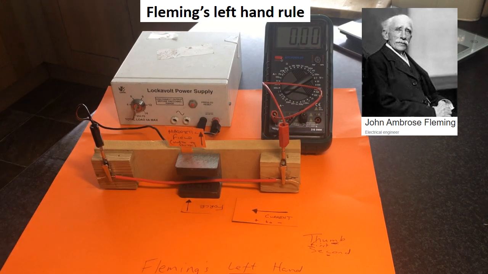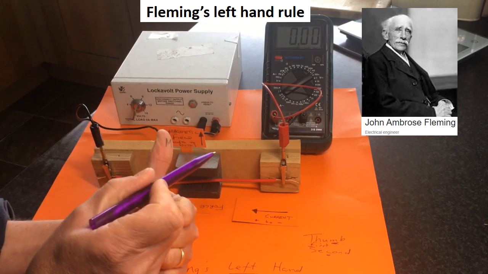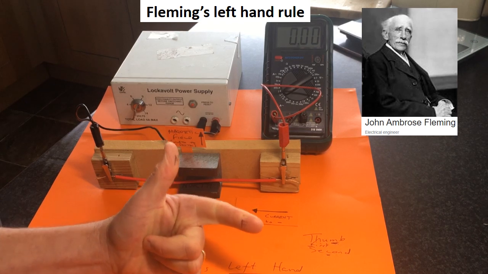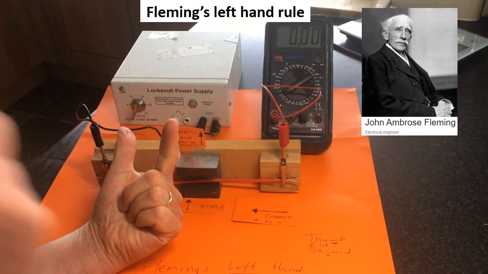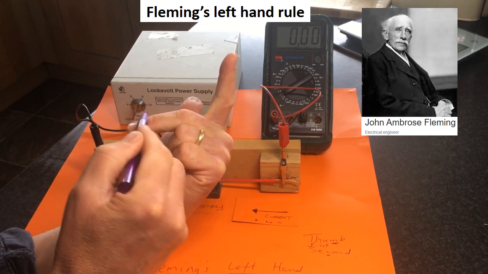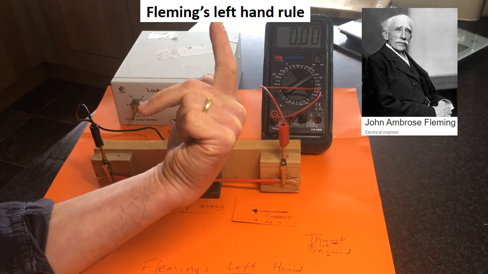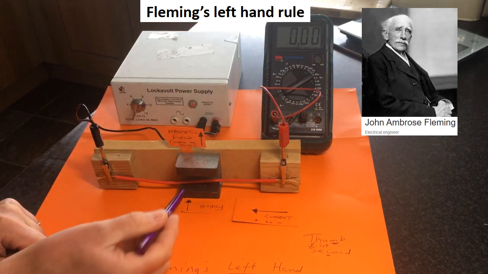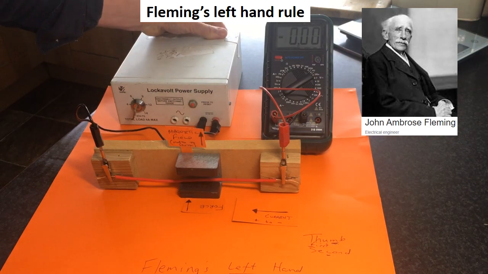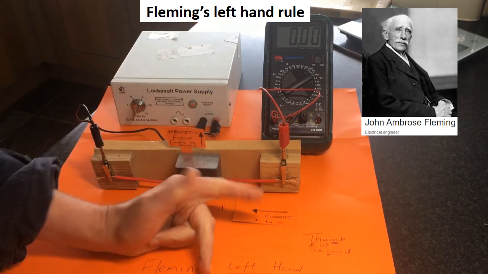So let's check it with Fleming's left-hand rule. Thumb is going to give us the motion. First finger is going to give us the field. Now I didn't change it, so it's straight up. But this time the current isn't that way, it's that way. So the current is that way, the field is up, and this time my thumb is pointed away from you, so the force is going to push it that way, away from you. So that's Fleming's left-hand rule.